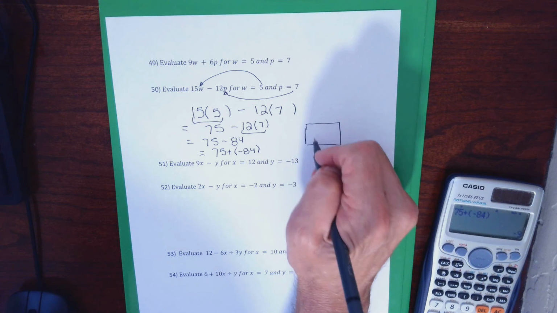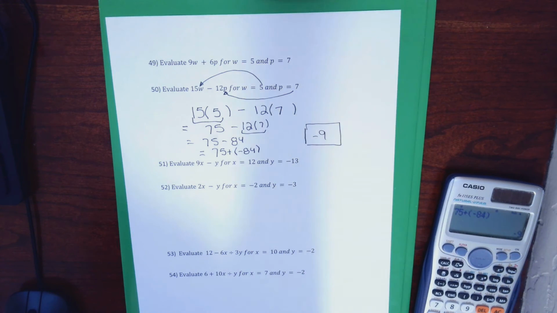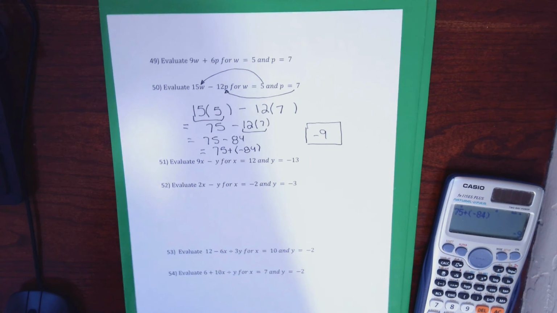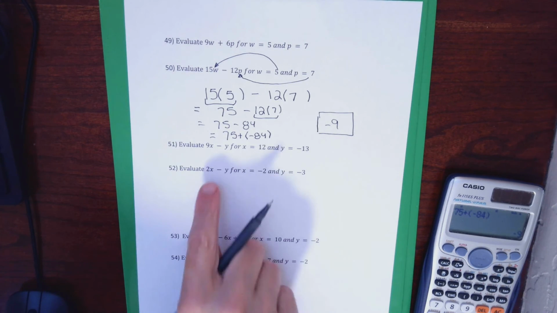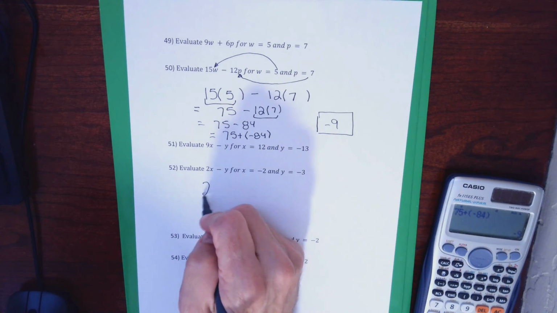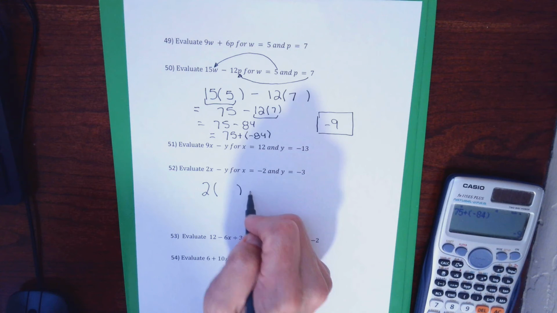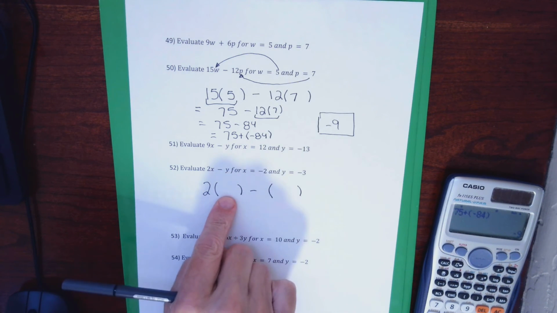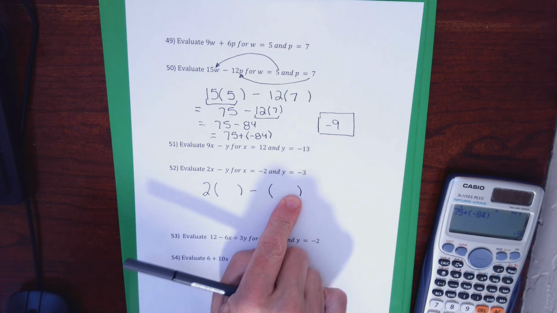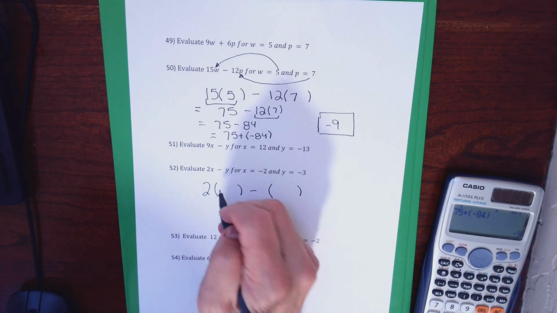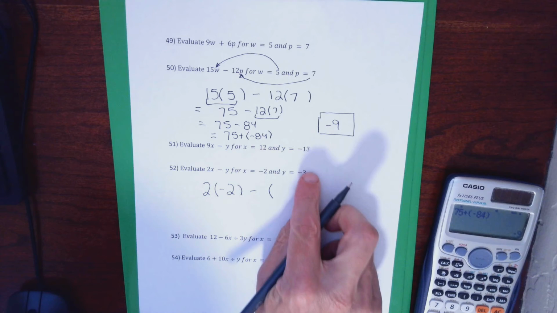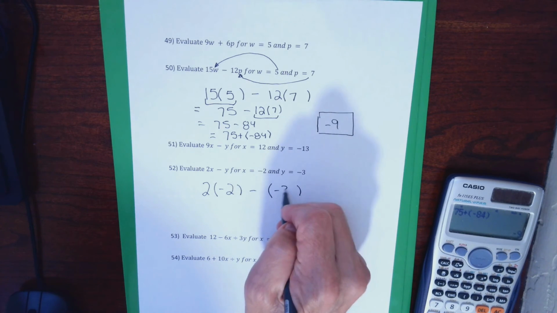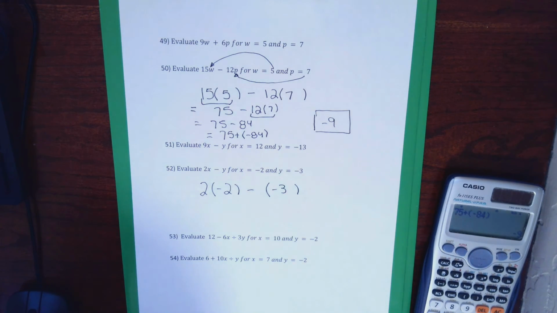It's not like x equal to negative 9. It's just the number negative 9. 52 wants me to replace the x with a -2 and the y with a -3. So I'm writing the problem without the x and without the y. Where the x was, I'm going to put a -2 in. Where the y is, I'm going to put a -3 in. Now it's just orders of operations.